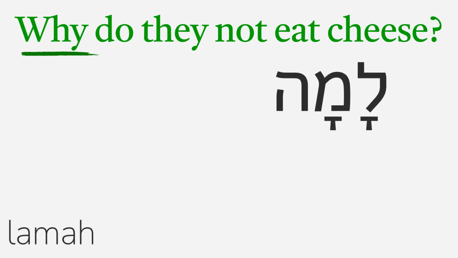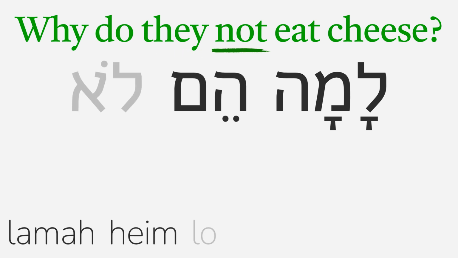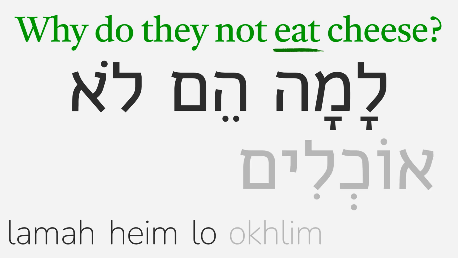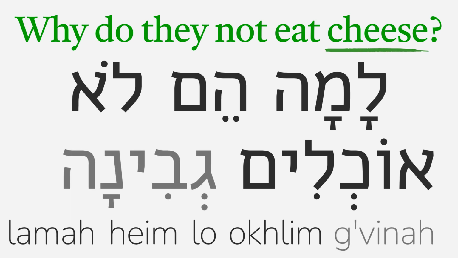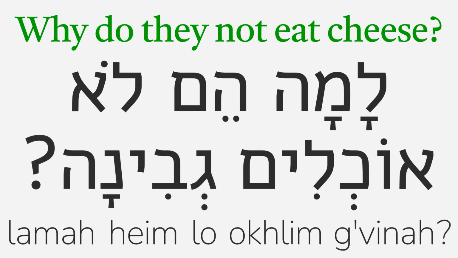And one last sentence. Why do they not eat cheese? Why is lama, and we can translate they as the masculine heim. Not is lo, and the verb eat must be in masculine plural form to agree with the masculine plural pronoun heim. That is ochlim. Cheese is gvina. Lama heim lo ochlim gvina. Why do they not eat cheese? Lama heim lo ochlim gvina.